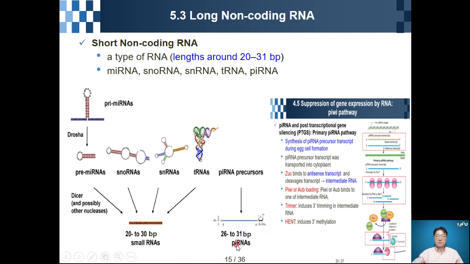So this is a short non-coding RNA. Okay, once again, the length is 20 to 31 base pairs. It is composed of the miRNA, snRNA, snoRNA, tRNA, and piRNAs. Finally, they will become around 20 to 31 base pair RNAs.